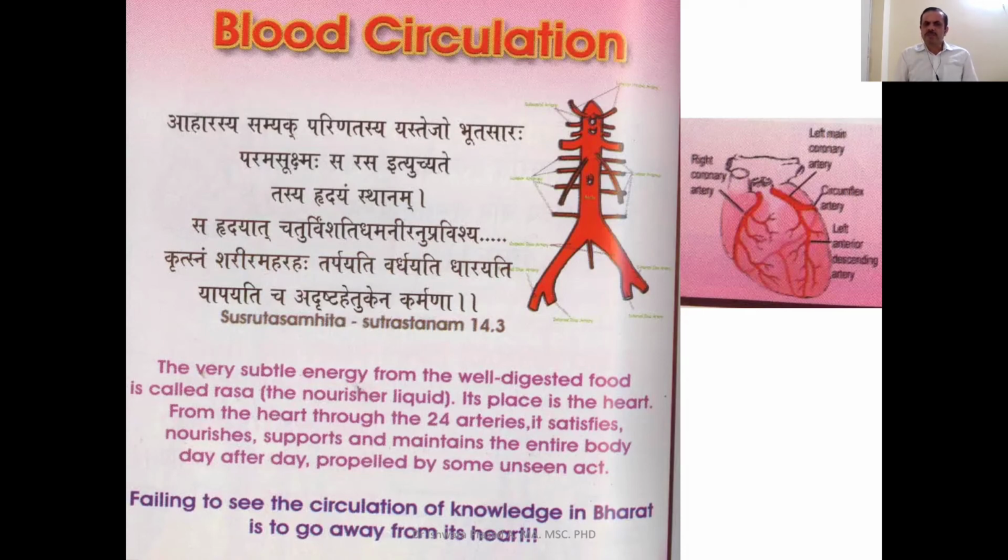So, aharasya samyak parinatasya yaha tejo bhutasaraha paramasukshmaha sarasa iti uchyate tasya hridayam sthanam sahridaya chaturvamshati dhamanihi anupravishya कृत्स्नं शरीरम् अहरः तर्पयति वर्धयति धारयति यापयति च अदृष्टहेतुकेन कर्मणा. This is how the blood circulation is explained. So, failing to see the circulation of knowledge in our country is to go away from its heart. We should see what is the contribution of ancient Indians to life science. It's a very interesting topic.